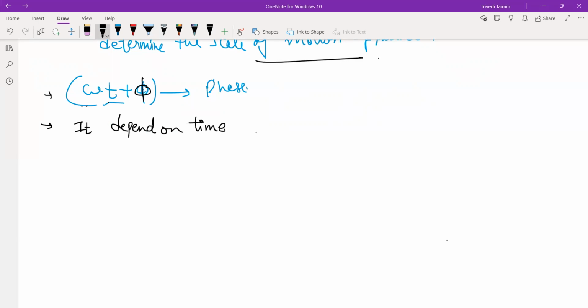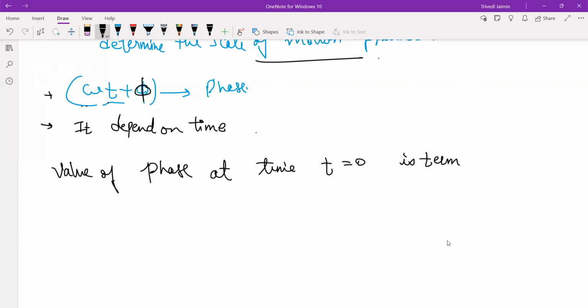So let's see some conditions, cases. Like when t is equal to 0, what will happen? When t is T by 2, when t is T, what will happen? Before that, let me draw a diagram for a pendulum. The value of phase at time t equals 0 is termed as phase constant.